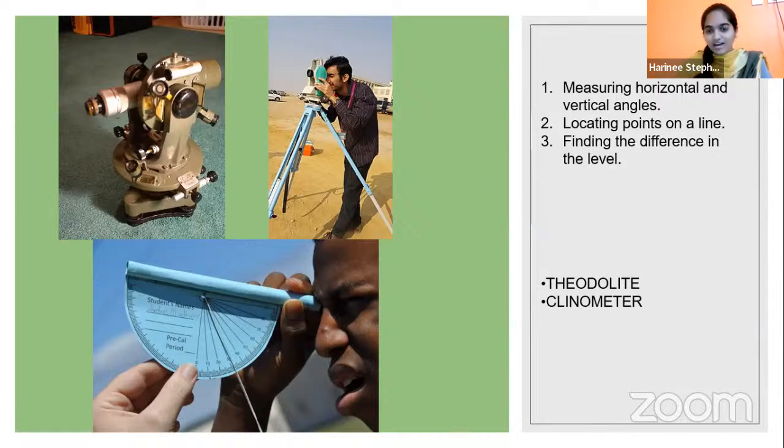And have you seen a person standing like this in the second picture, on roads and all, while road works are going on? Yes, ma'am. Right, that is to see whether the level, the horizontal level, has been maintained or not. This instrument is used for measuring horizontal and vertical angles, locating points on a line, and finding the difference in the level. So this is the very basic concept of how we measure angles and how we are using it to find such heights.